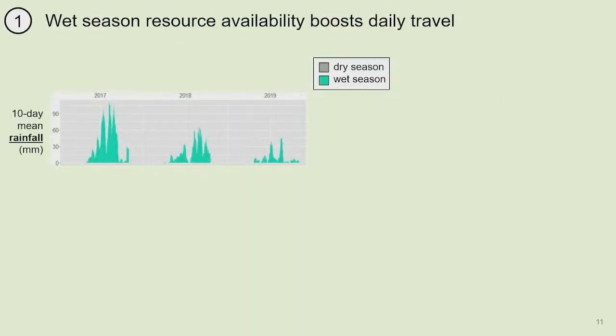So first, we know that elephants travel significantly further in the wet season than in the dry season. This is because an increase of rainfall brings with it an increase in available vegetation on the landscape. Here, I have 3 years of rainfall data shown. In blue is spikes of rainfall. You can see clearly the wet season versus the dry season where there's no rainfall.